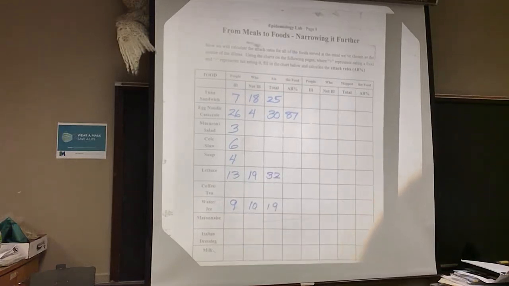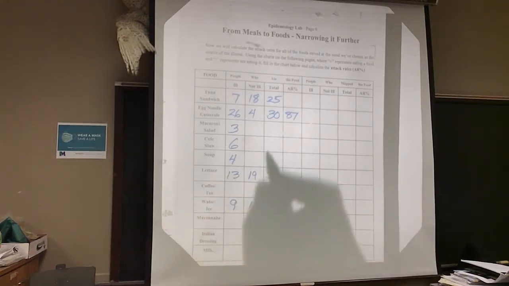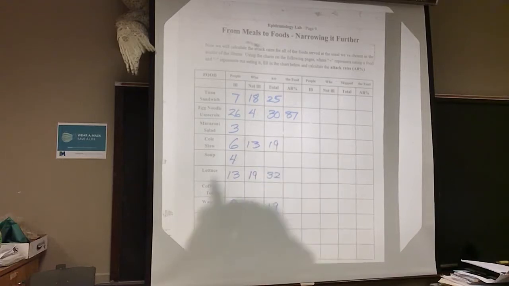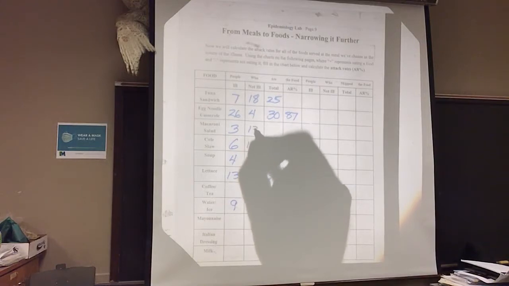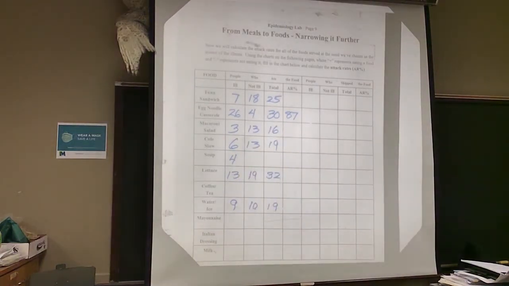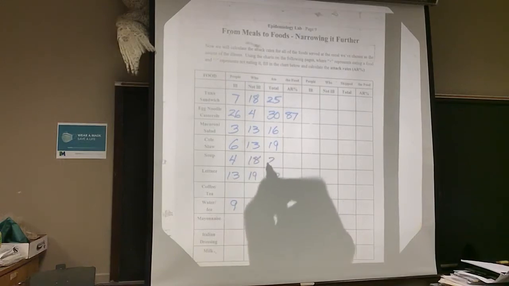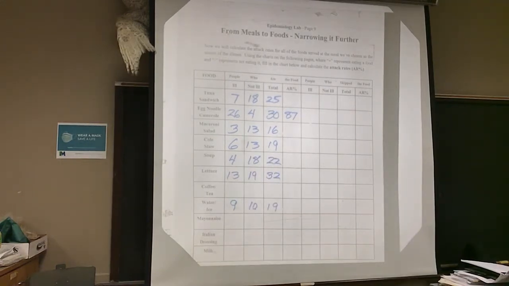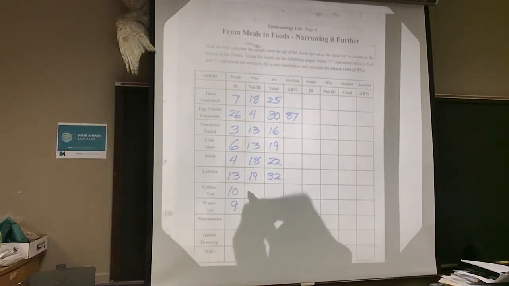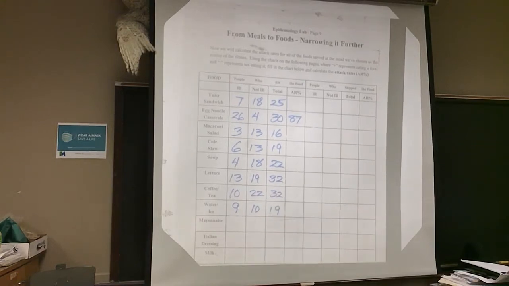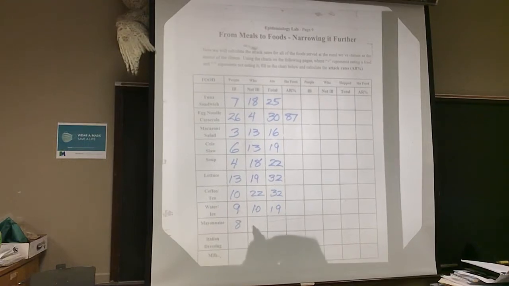When you're ready, I got mine for the second and third. Coleslaw, 13. Mac salad was 13. Soup was 18. And the coffee and tea was 10 for the first page. And then second page is 22. First page mayonnaise 8. Second and third 10.